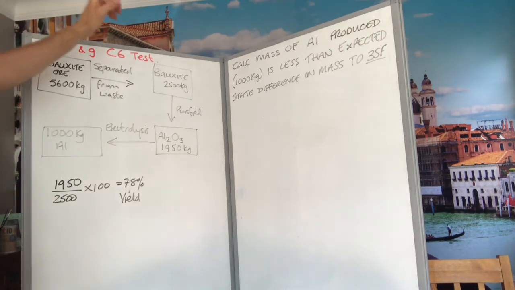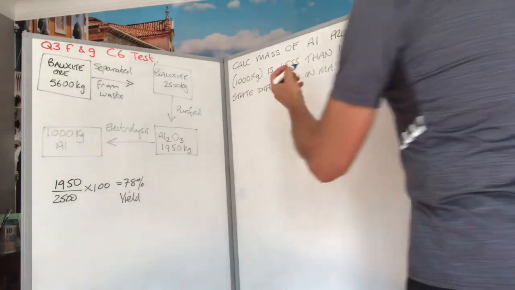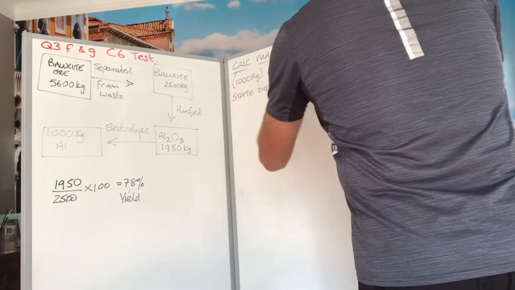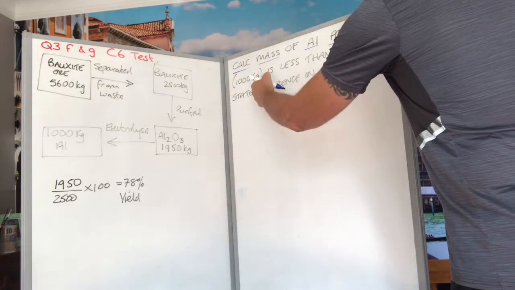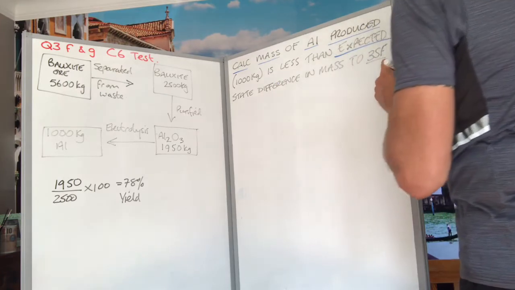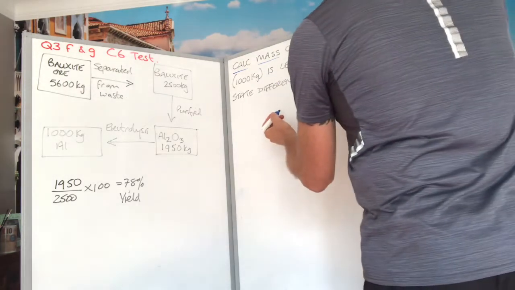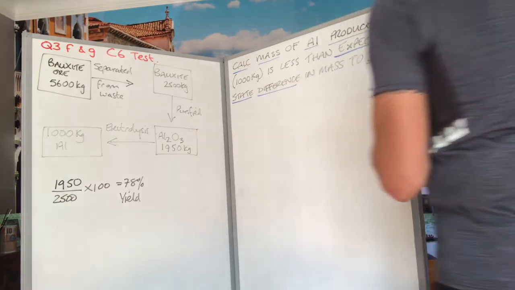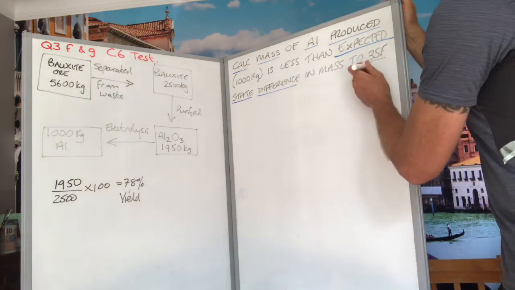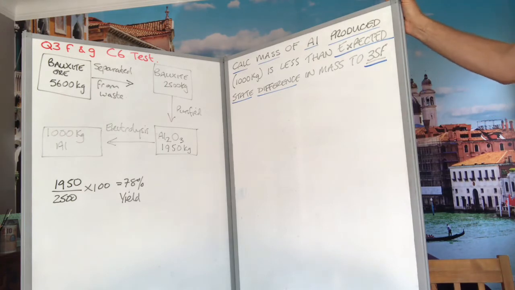Now, the main part of the calculation here, we're looking at calculating the mass of aluminium produced, which is 1,000 kilograms. We will compare that with the expected mass, and we're going to state the difference in the mass to 3 significant figures. So all of that information is key.